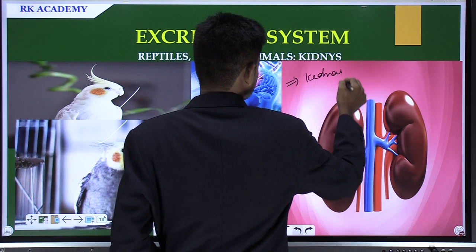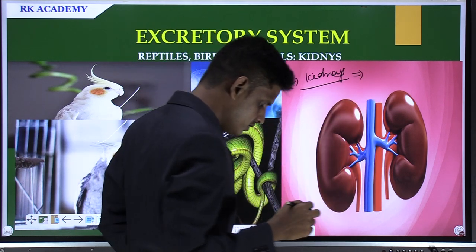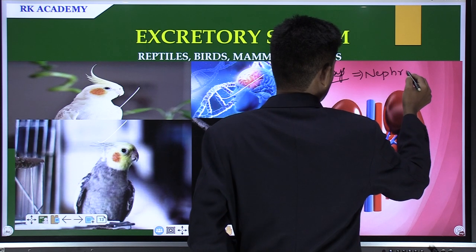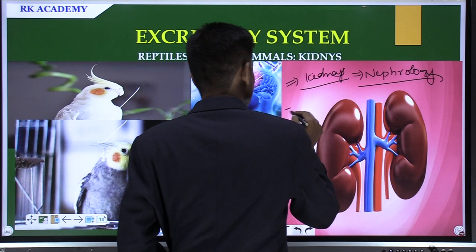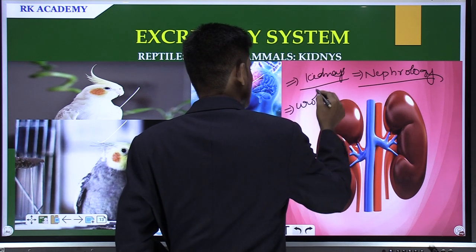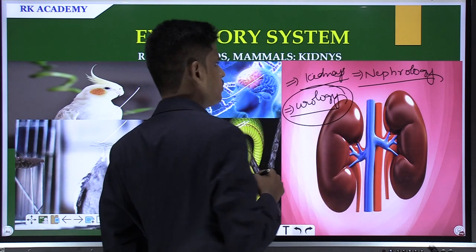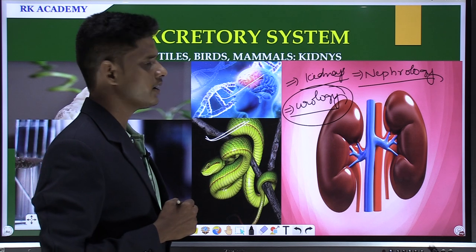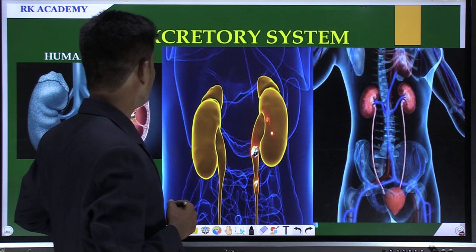What is that? Kidneys. And what is the study that is related with the kidneys? The study that is related with the kidneys is nephrology. And the study that is concerned with urine and its constituents is called urology. Urology is the study of urine and its components. And nephrology means the study which is related with the kidneys. And come to the next one, human kidney.